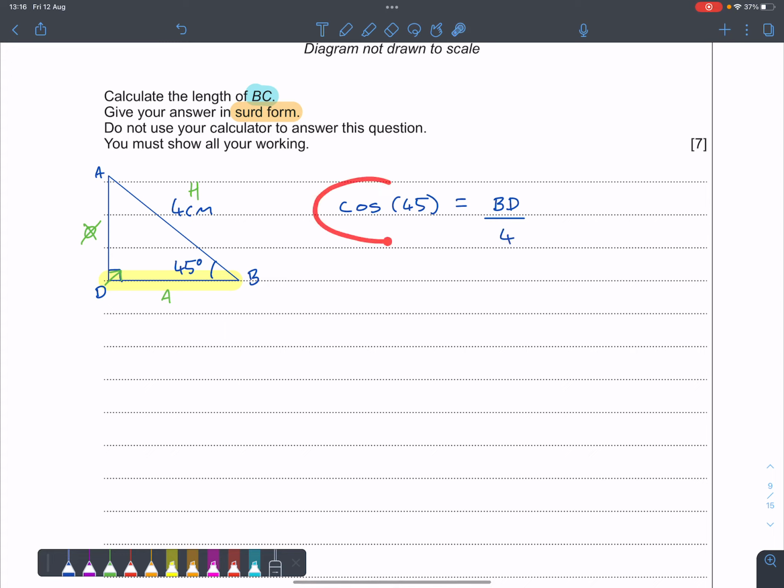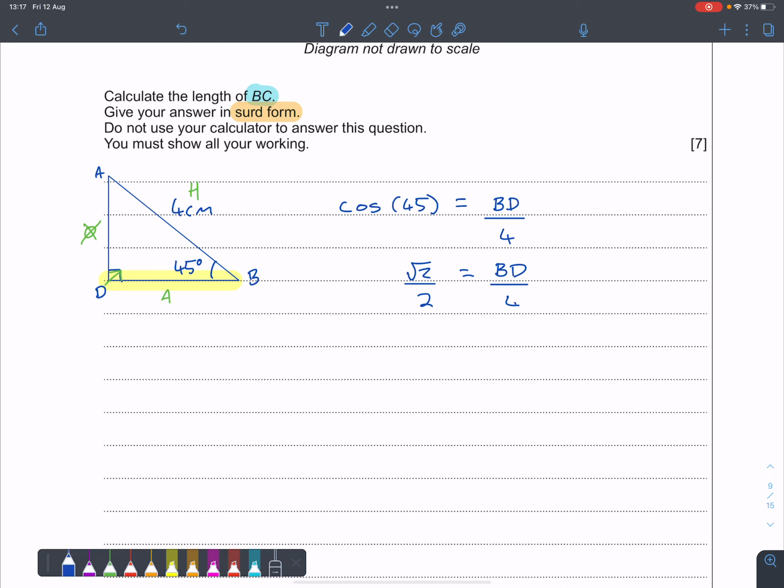Now, this cos 45 is the value that you should know. I'm going to come to my calculator to do it, because there's no real way of knowing whether you've actually learnt this or whether you've gone to your calculator, except that the calculator always gives it in simplest form, so it'll never have an irrational denominator, whereas if you learn the specific values, often they will be given in the form where there is an irrational denominator. But my process is going to be cos 45 is root 2 over 2, and that is equal to BD over 4.